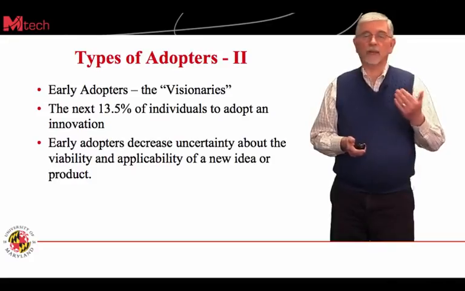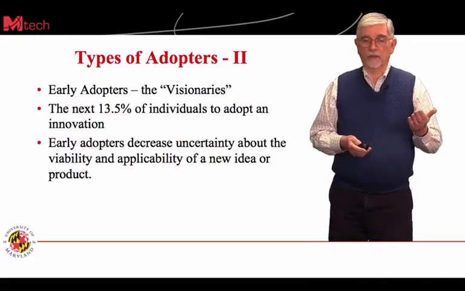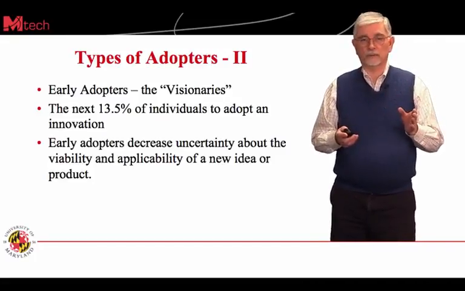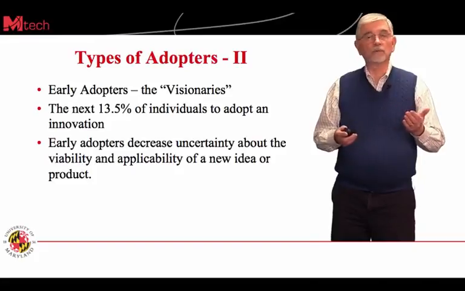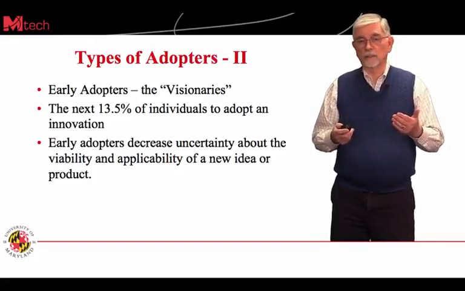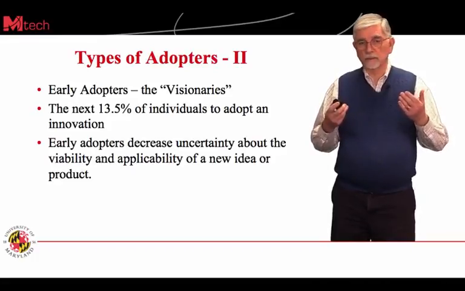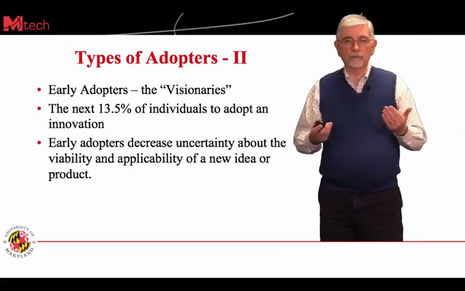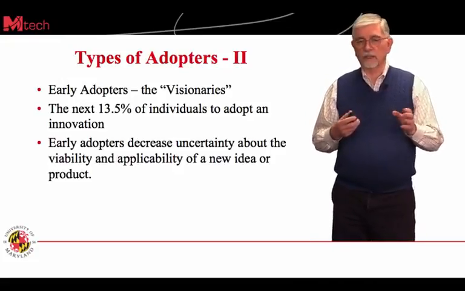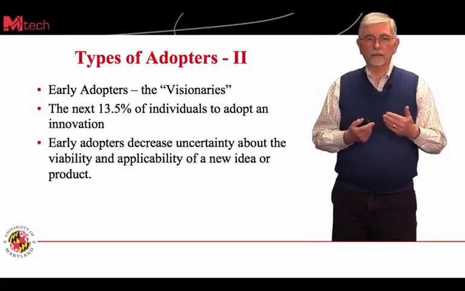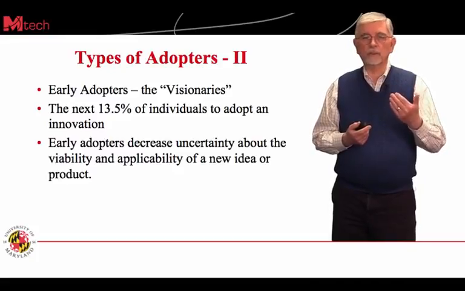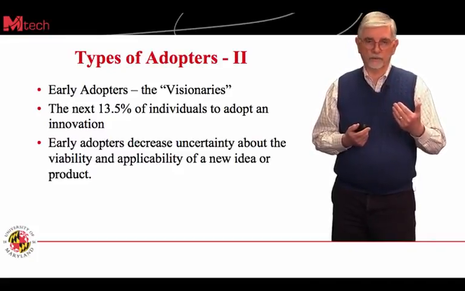So now let's come back to the second category. Second category is what we would call early adopters. And we label these people visionaries. They see the value of the idea of the innovation, and they are about 13.5% if we idealize it under the curve, and they decrease the uncertainty about the viability and applicability of the innovation.